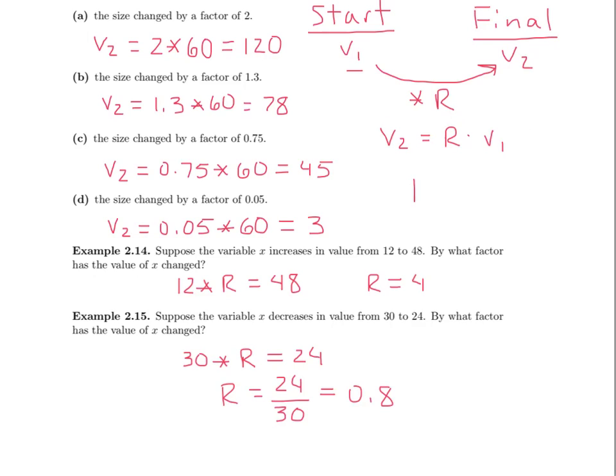In this case, r would have to equal v2 divided by v1. In other words, the factor is equal to the ending value of v divided by the starting value of v. This is precisely what we did right down here. We took the ending value and divided by the starting value of v in order to arrive at our final value of r.